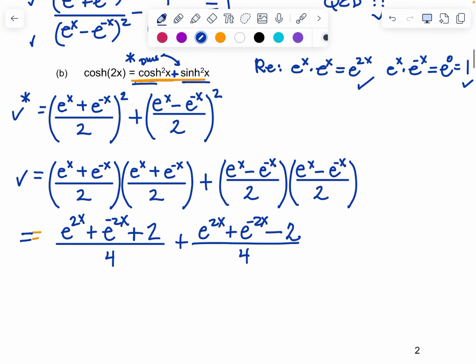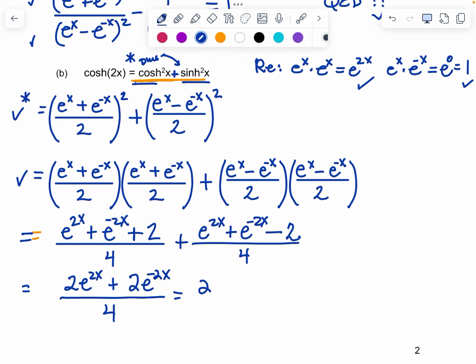Okay, now I'm going to bring everything together. So what does it appear that I have here? Okay, well, I have 2. This is 2e to the 2x plus 2e to the negative 2x. Plus the 2's are going to cancel. We have a plus 2 and minus 2. And then that's all over 4.